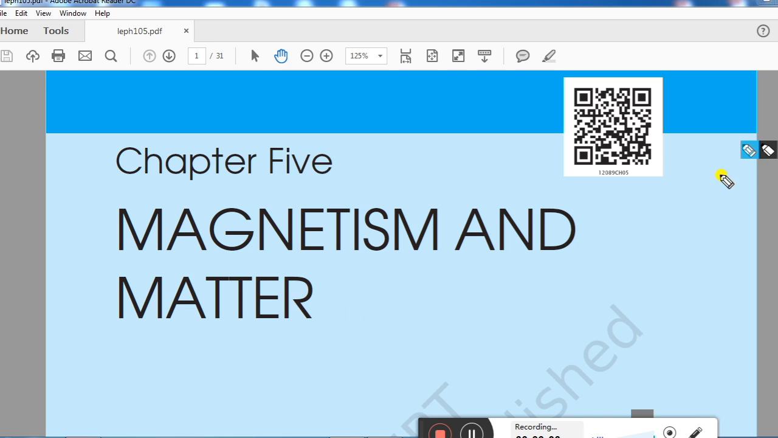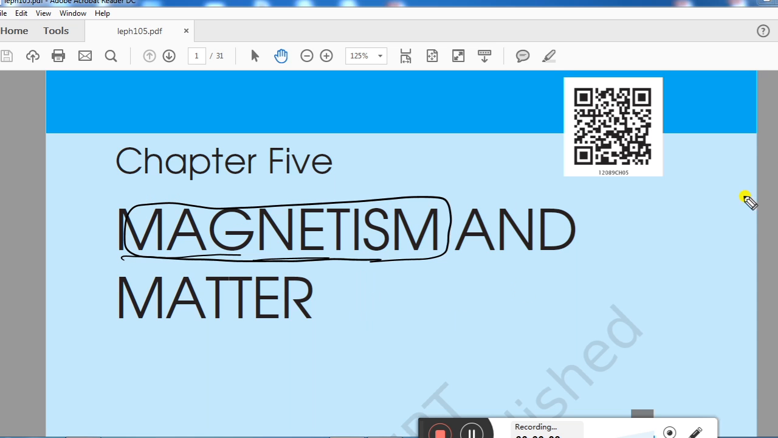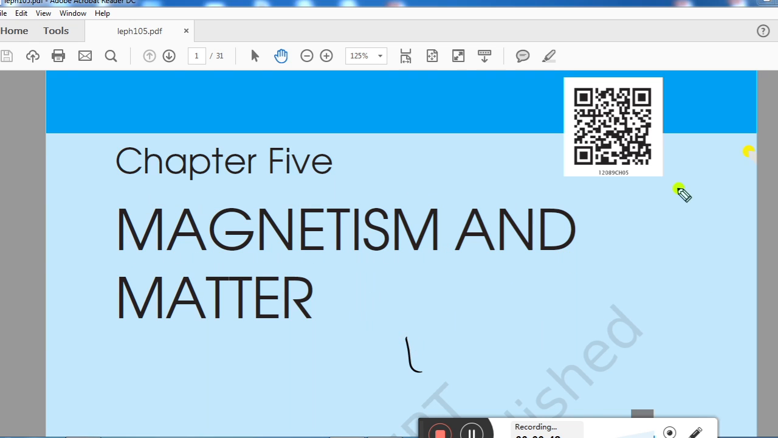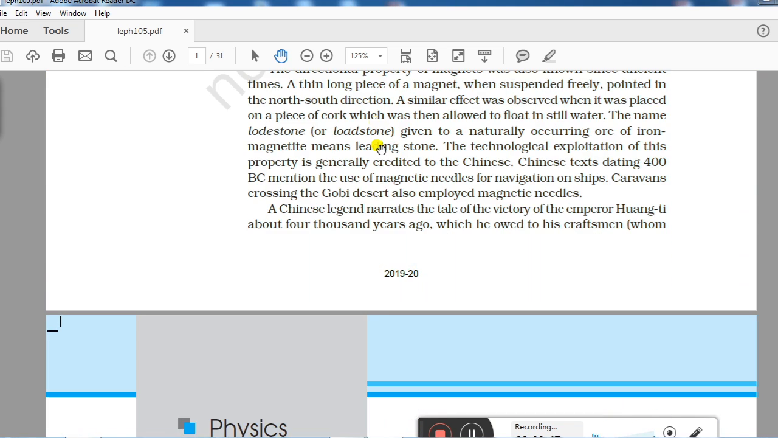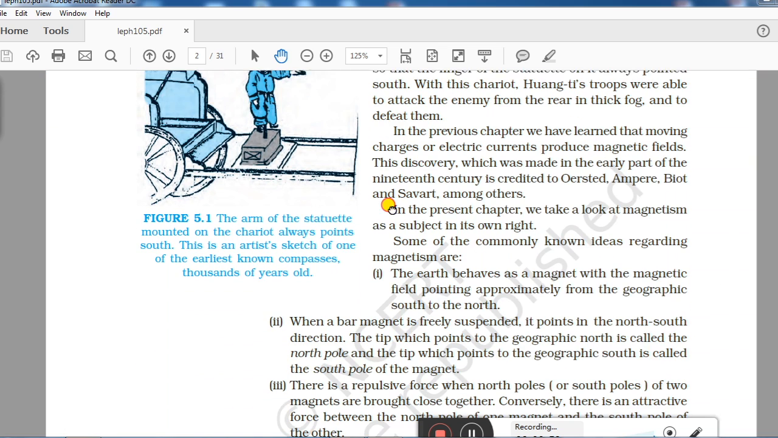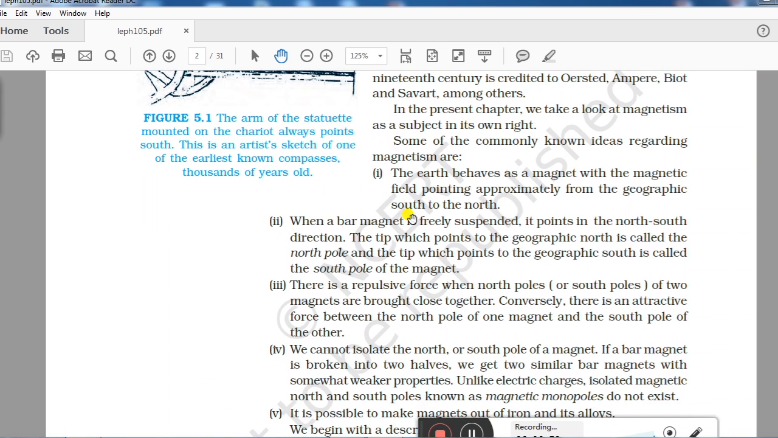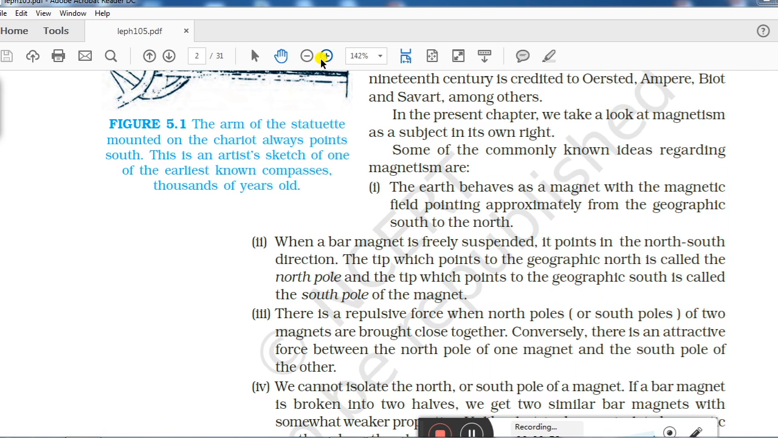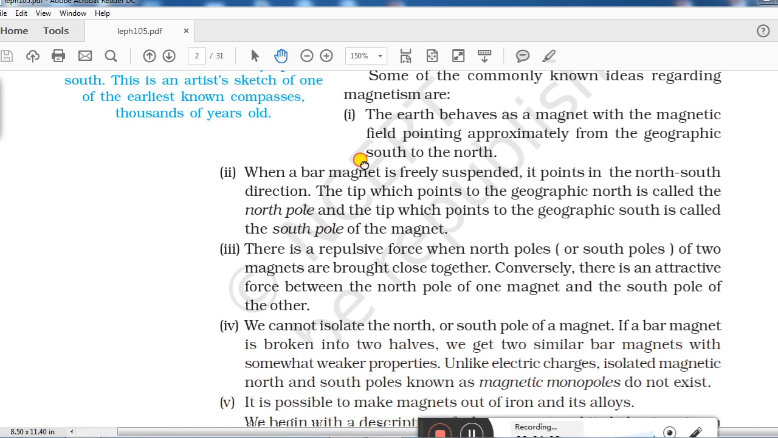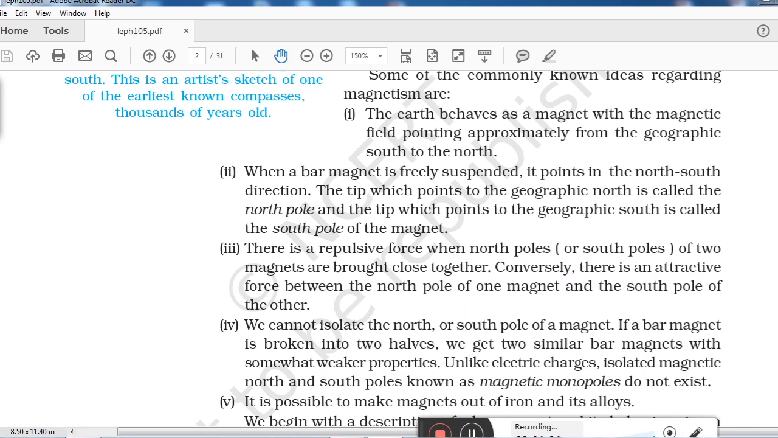But before that, there are a lot of things to be studied under this topic, which is magnetism. So without wasting time, let us start. First of all, what will we study? We will study some basic points which we should know before starting this chapter. All those points are in front of you. Let me zoom in so you can see them clearly. We will try to understand them one by one.